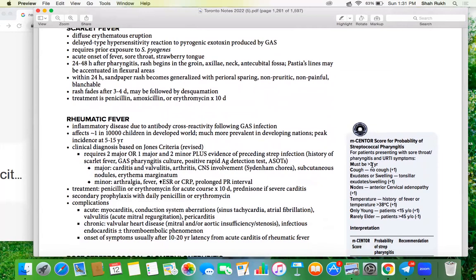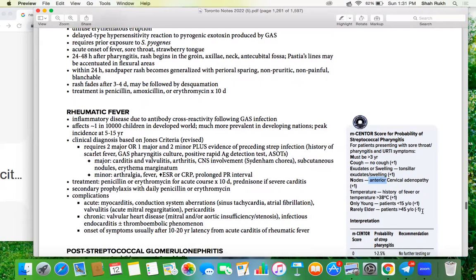So age must be more than 3 years; cough, no cough, then plus 1 point; exudate or swelling. Sometimes you feel like pharyngitis can present with a cough. It's not important. Streptococcal pharyngitis does not present with cough. Exudate or swelling, tonsillar exudate, plus 1. Then nodes, anterior. This one I was mentioning. Anterior is common in streptococcal, and posterior is in the viral one. Then temperature, history of fever, and only young patient less than 15, and if more than 45, it will be minus 1.